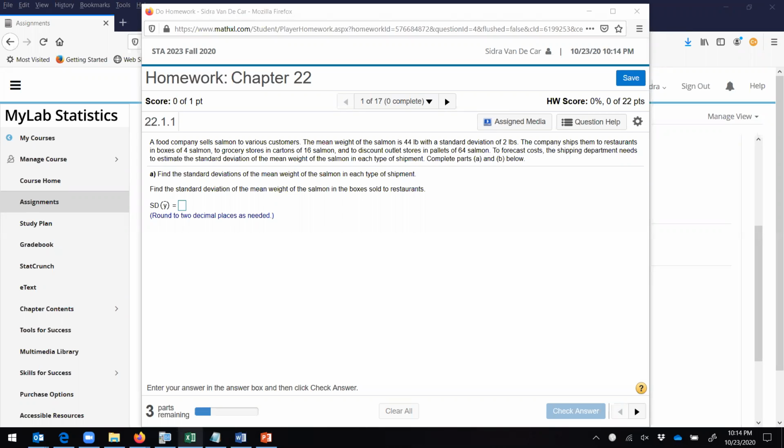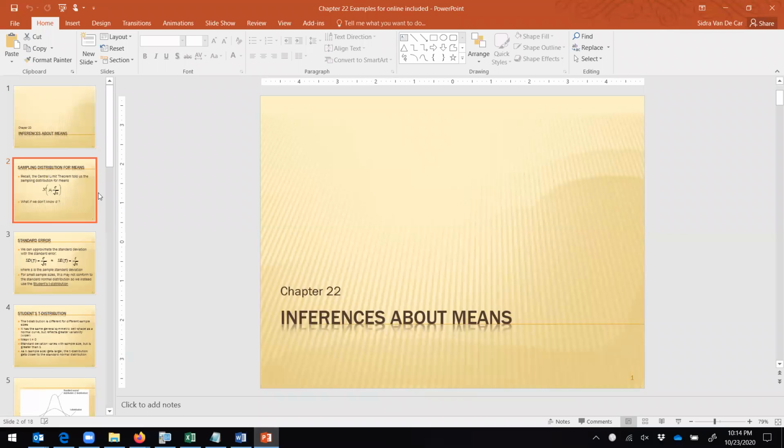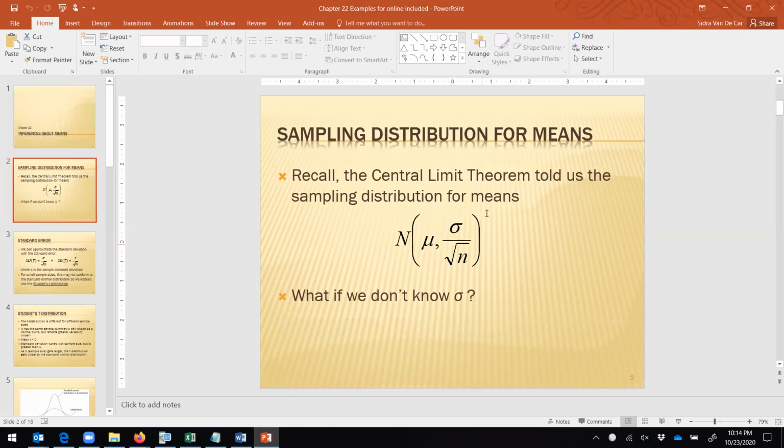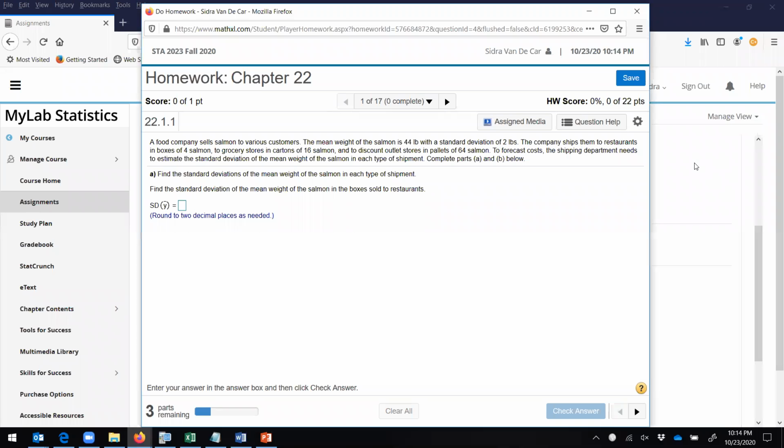To forecast costs, the shipment department needs to estimate the standard deviation of the mean weight of each type of shipment. Remember that what we're doing here with the standard deviation, we looked at this in the notes. We're looking at our standard deviation divided by the square root of the sample size. It's the same mean, but the standard deviation is the standard deviation divided by the square root of n.